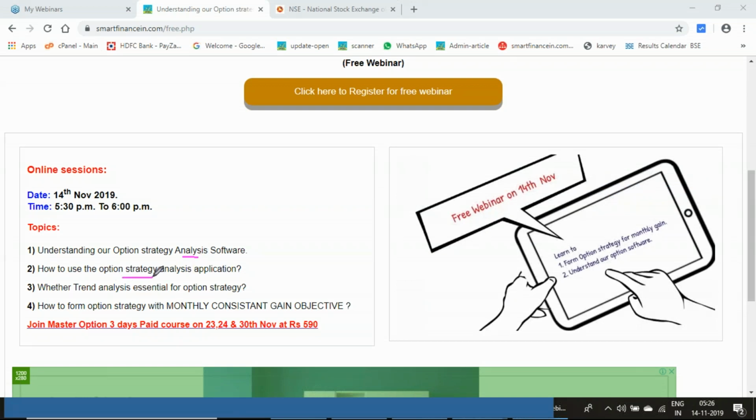And how you can utilize this software for option strategy analysis, and whether any software is really needed for option strategy analysis or not. Then the third point is whether trend analysis is essential for option strategy formation. Many traders used to say that trend analysis is not essential for option trading. So I contradict that idea.